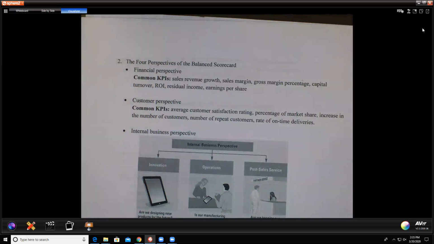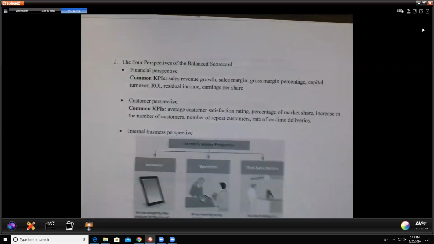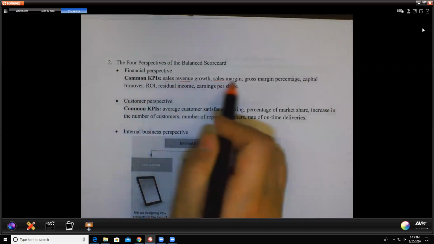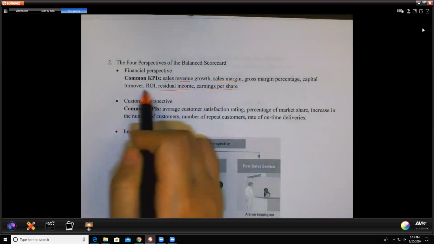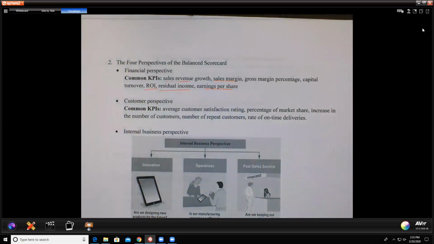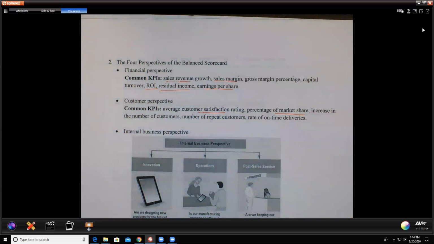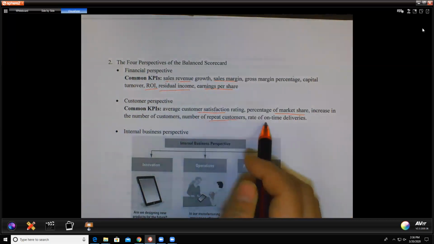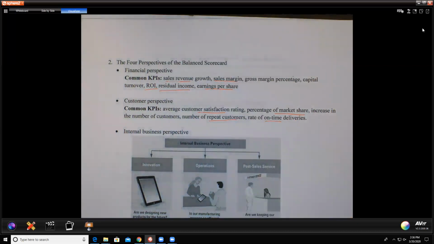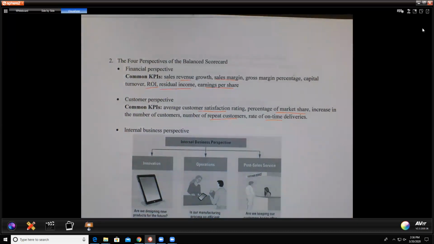First one is the financial perspective. Everything with the financial part, especially dollar amounts: your revenue, your sales, your EPS, your residual income, ROI. Those things are the financial part. Second perspective is customer satisfaction, and your market share, repeat customers, and on-time delivery. Those are the customer perspective.